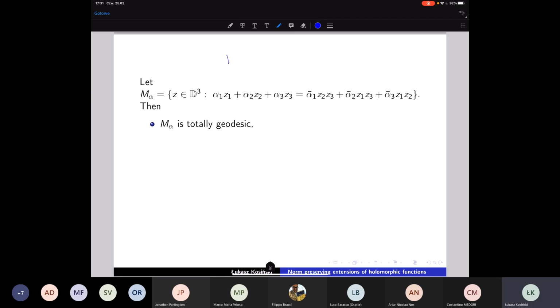Here we assume that alpha 1 plus alpha 2 is bigger than alpha e3 for each choice of permutation e1 to e3. Actually, Maciaszek showed recently that each M_alpha is biholomorphic to M_11. That was done by Maciaszek. And so M_11 is just this surface.